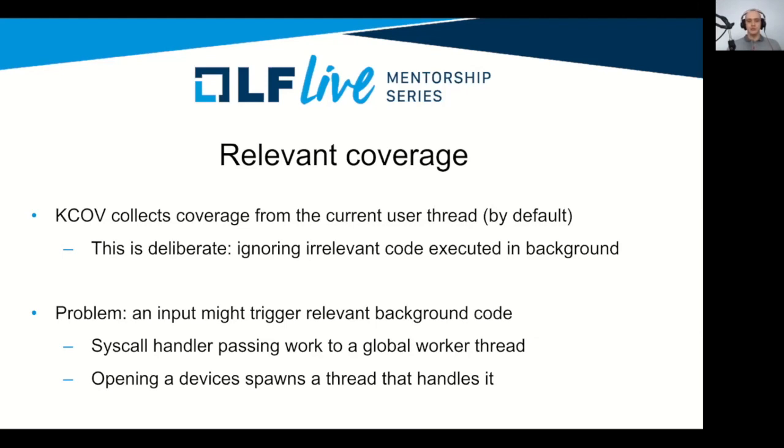So an example would be, let's say you have a device handler, and when you open this device file, or like when you create an instance of this device, a background thread is getting created, and then the data that you're writing to the device is actually handled by the background thread instead of being handled synchronously in the syscall. So in this case, you will not be seeing this coverage when fuzzing.